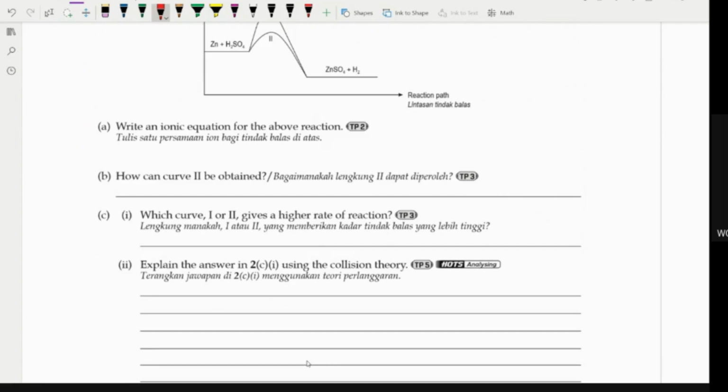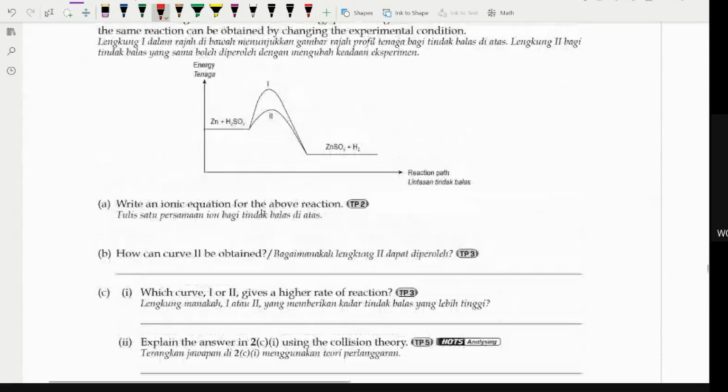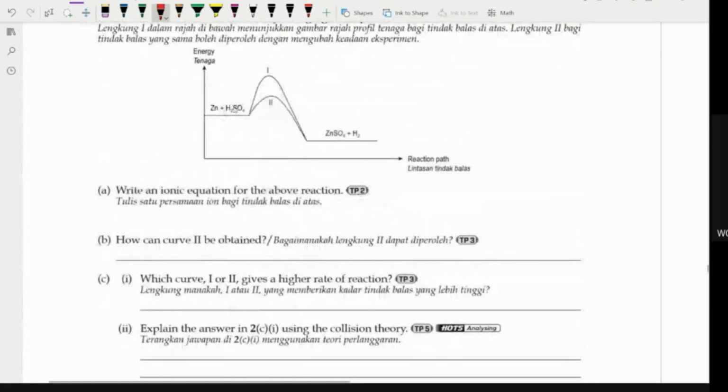Okay, class, now we check. For A, what is the ionic equation? This one is very simple. If you see the acid, directly change it to hydrogen ions. So zinc plus two hydrogen ions produce zinc ions and hydrogen gas. The collisions will be between the zinc atoms and the hydrogen ions.